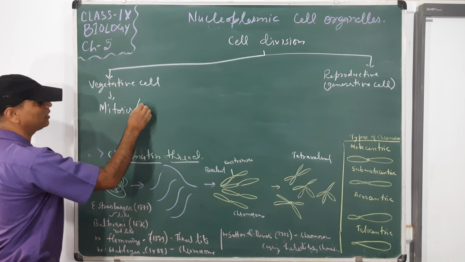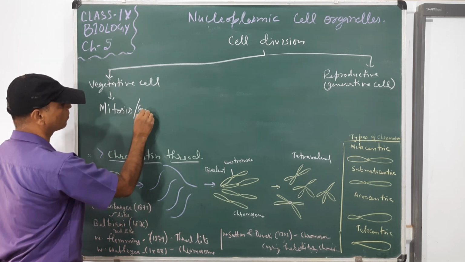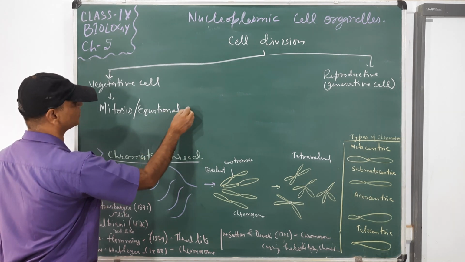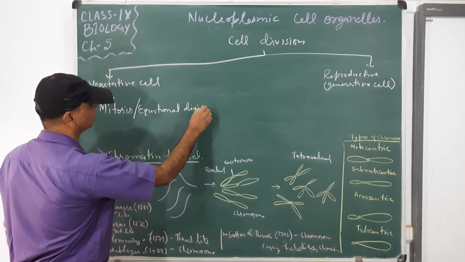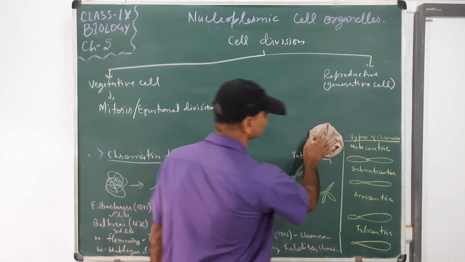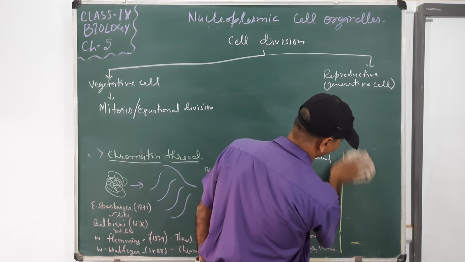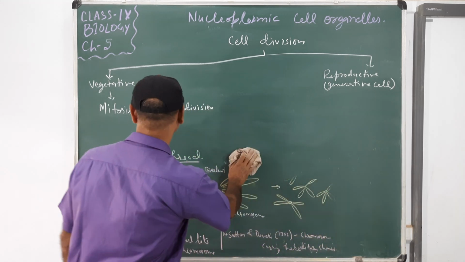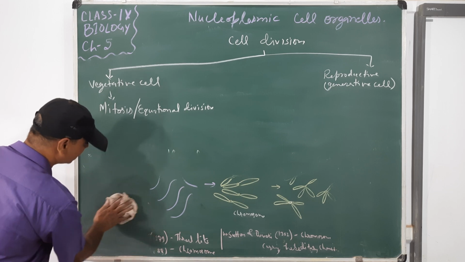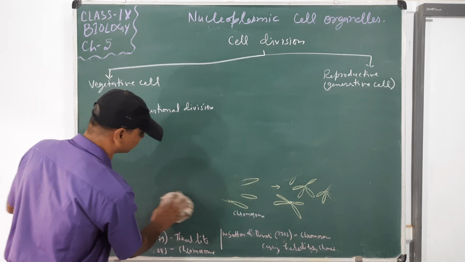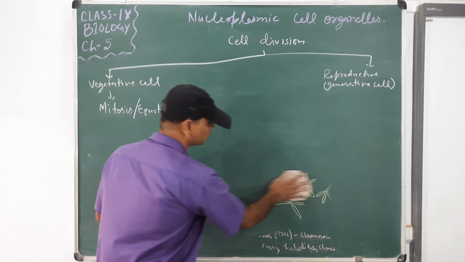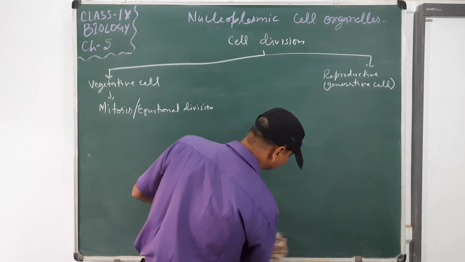Mitosis is called equational division. And meiosis is a reductional division. Reduction means half or reduced. The number of chromosomes is reduced there, that's why it is called reductional division. Here there is no change in chromosome number, that's why it is called equational division, meaning an equal number of chromosomes is sustained.